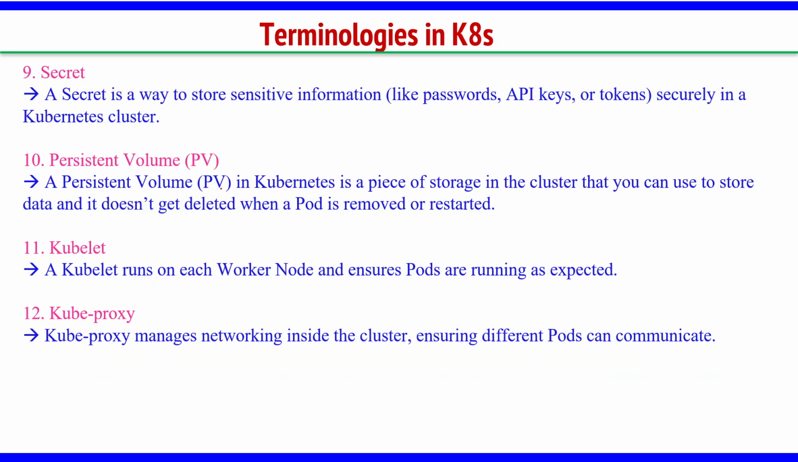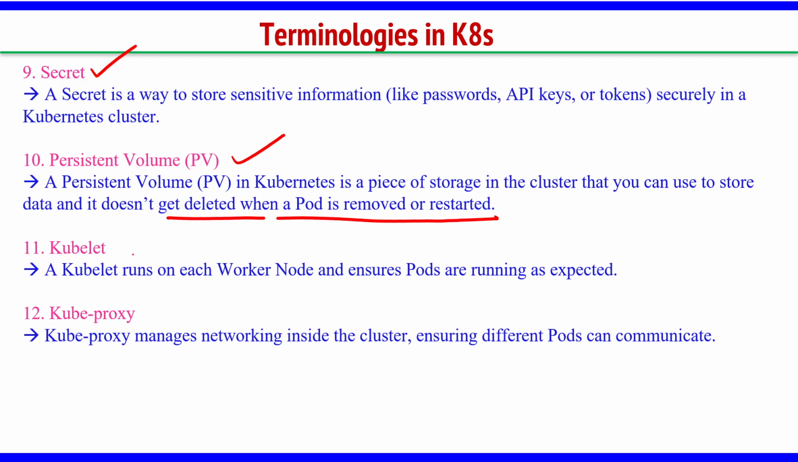Then a few more simple important terminologies. Secret, there is one keyword secret. What is this secret? It is a way to store sensitive information. Inside the Kubernetes cluster, I want to store some sensitive information, I call it a secret. Then persistent volume. Volume basically is a piece of storage in the cluster where you can store your data, and it does not get deleted when a pod is removed or restarted. So, all your data related to that application is stored inside the persistent volume.